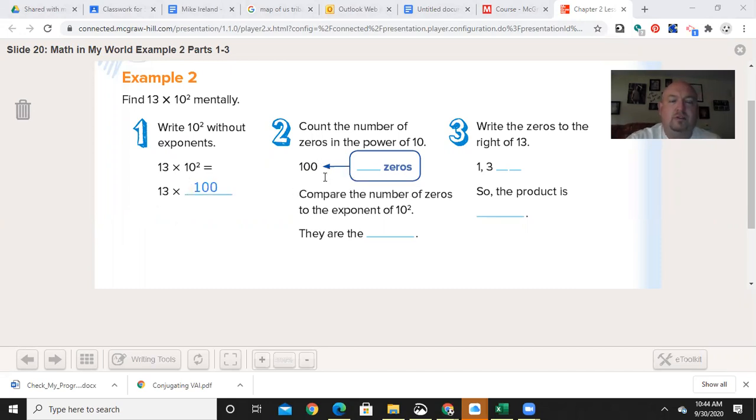Count the number of zeros in the power of 10. By the way, this 2 here told me how many zeros. If this had been 17, I'd know there's 17 zeros. All right, so count the number of zeros in the power of 10. There are 2 zeros. Compare the number of zeros to the exponent of 10 squared. They are the same.